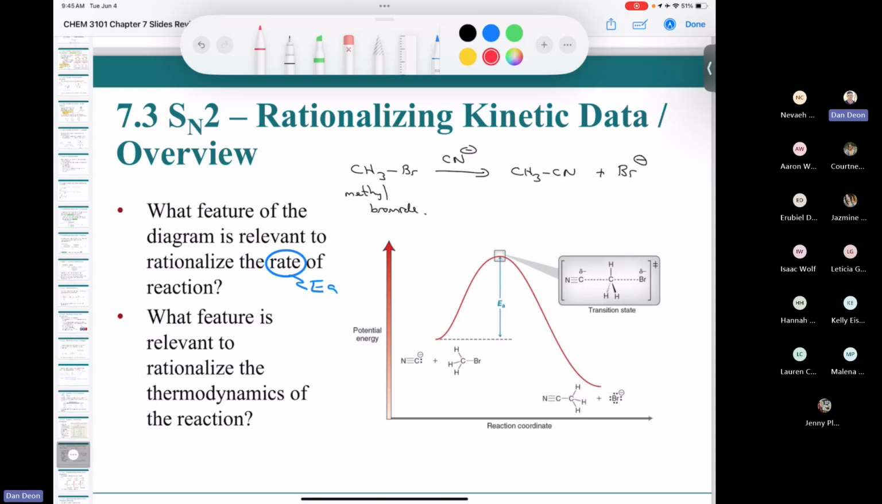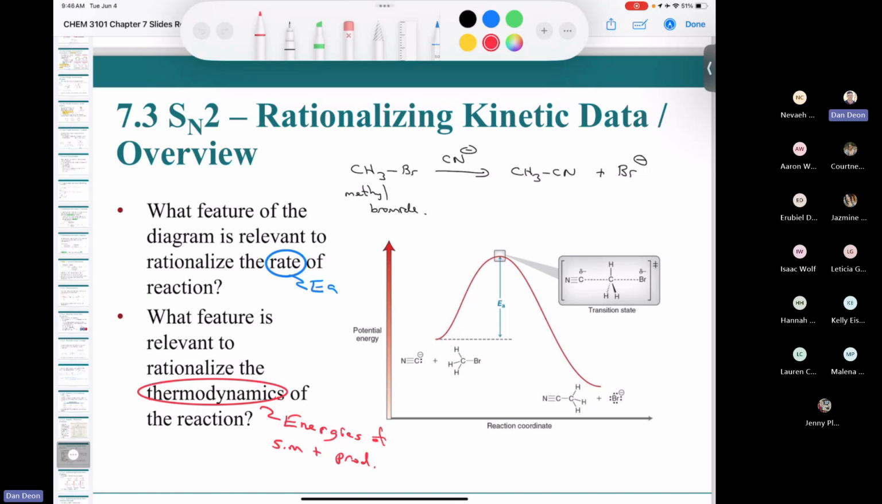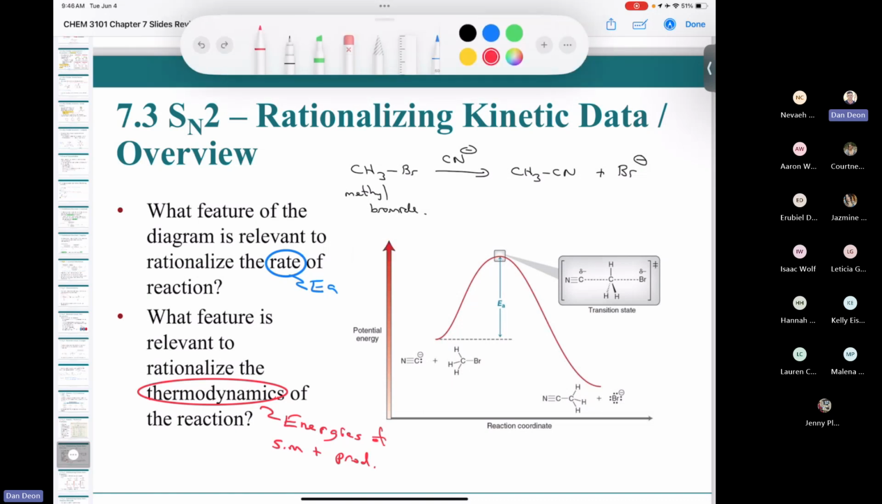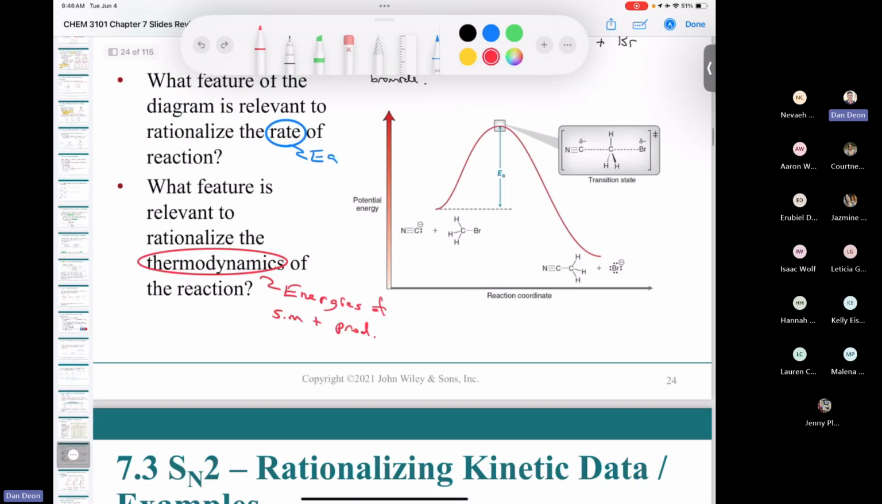But what's relevant to the thermodynamics of the reaction? That's going to be the relative energies of starting material and product. So you can see that the product has less potential energy than the reactant, and so this would be an exergonic reaction or an exothermic reaction, either way you look at it. So there you go. So thermodynamically, this is a favored reaction, and you would look at the activation energy if you were talking about the rate of the reaction.